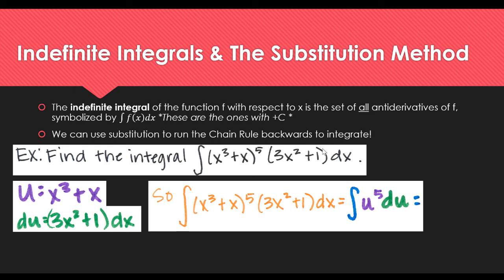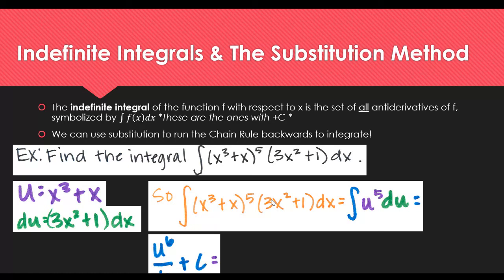So my original integral is the same as the integral of u to the 5th because I replaced x cubed plus x with u. And then this whole thing, this 3x squared plus 1 dx, is the same thing as du. We decided over here. That is a lot easier to integrate. So I go ahead and integrate that. I say, okay, u to the 5th. I add 1 to my exponent. That's u to the 6th over 6 plus c.